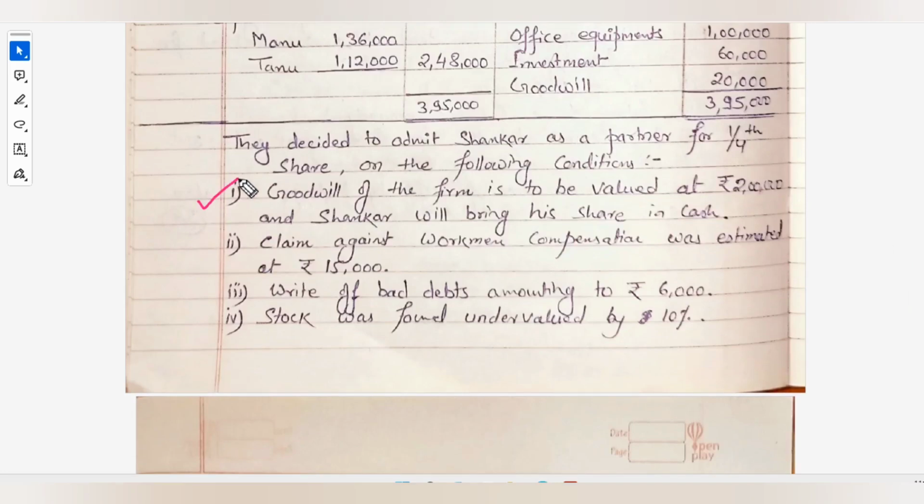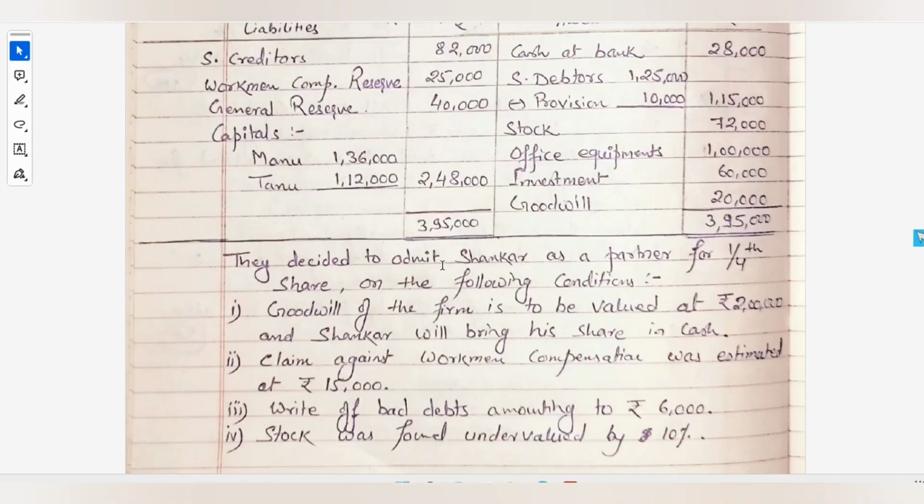So the first point belongs to the goodwill, that will not impact the revaluation account. That means just right now leave it. Second point, claim against workman compensation. Whenever the amount of claim is less than the amount of workman compensation reserve, like in this question, the amount of workman compensation reserve appearing in the balance sheet is 25,000 and the claim given in the adjustment is rupees 15,000. That means the amount of claim is less than the amount of workman compensation reserve. In this case, there will be no impact in the revaluation account.